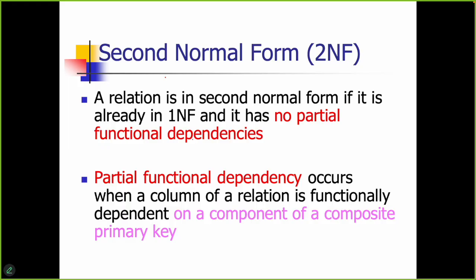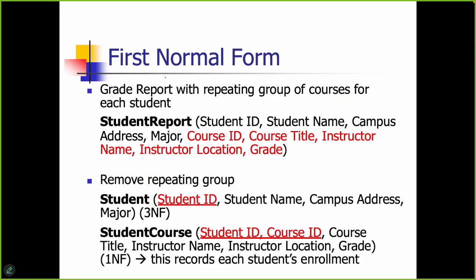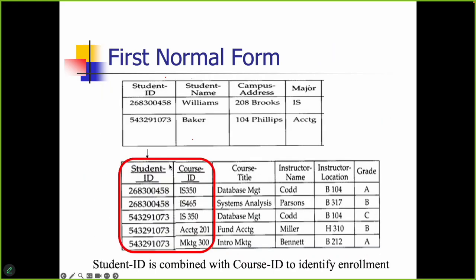But what if we have a composite primary key, like the case in this slide? Here we have a composite primary key, student ID and course ID, and we have partial dependency. So based on the definition that I just mentioned, what is the partial dependency here?